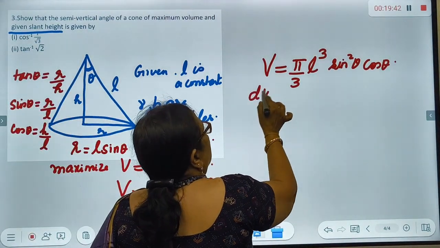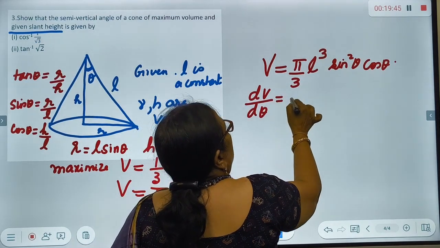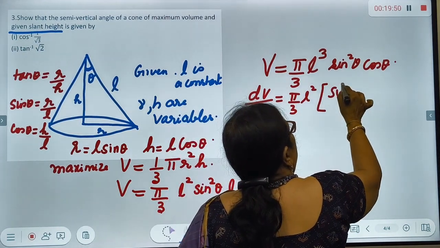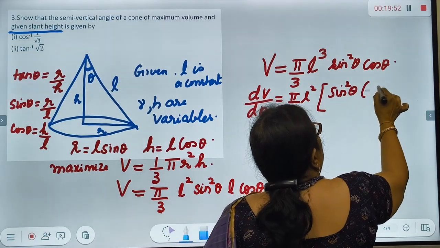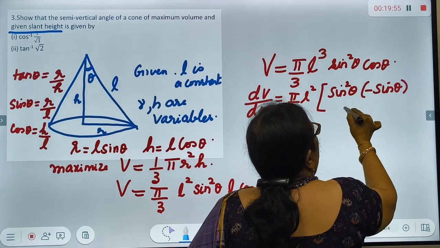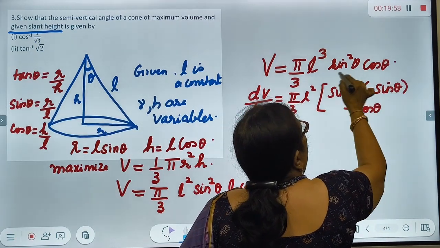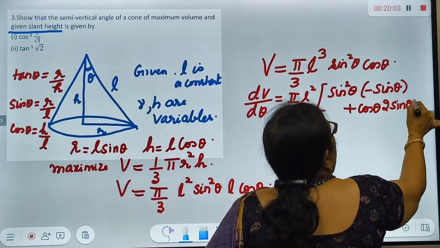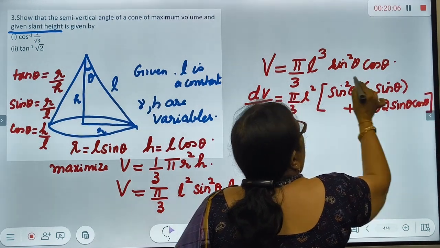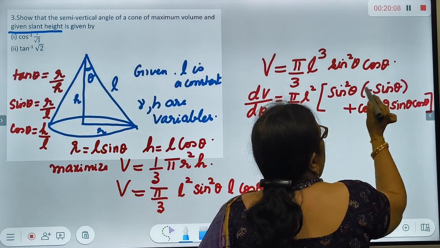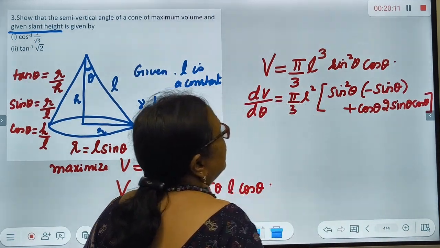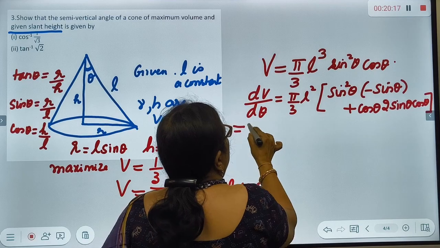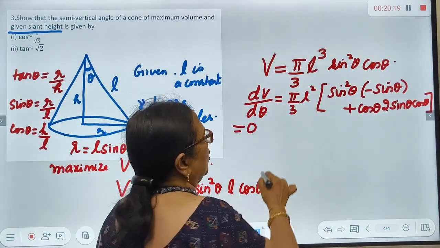So dV by d theta is equal to pi by 3 L cube, sin square theta into derivative of cos theta, which is minus sin theta, plus cos theta into derivative of sin square theta, which is 2 sin theta cos theta. Now this is equal to 0 in order to find the critical point.